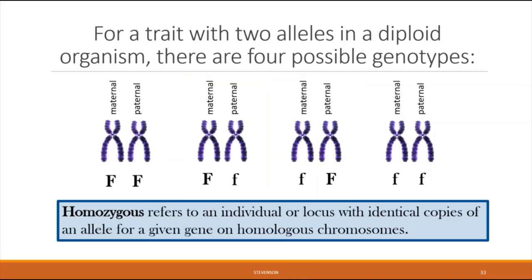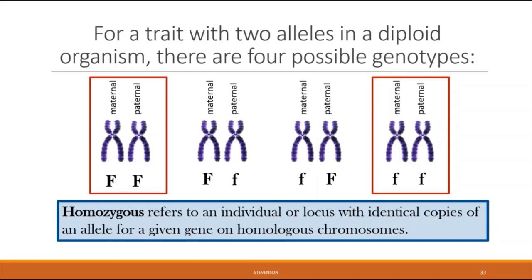Homozygous, on the other hand, refers to a genotype that has identical copies of an allele on their two sets of chromosomes. And so if we were to pick out of this lineup the genotypes that are homozygous, then we would pick these two right here. Now, of course, there are two different ways to be homozygous. There is homozygous dominant, in which case a person has two copies of the dominant allele. But there's also homozygous recessive, in which case a person has two copies of the recessive allele.